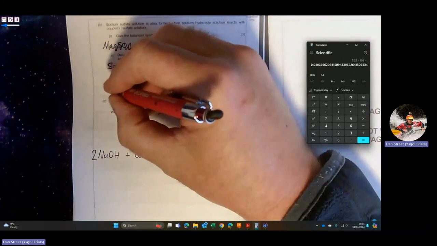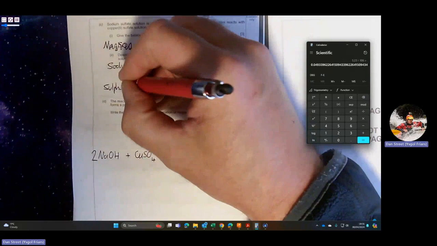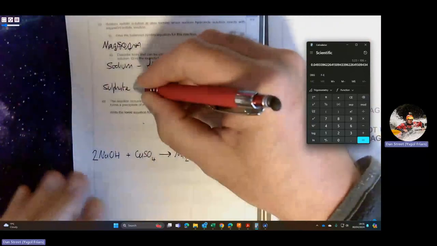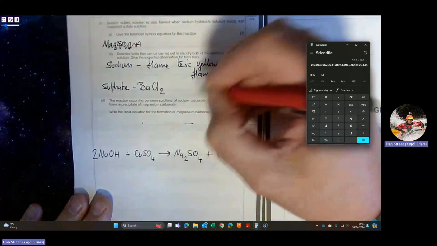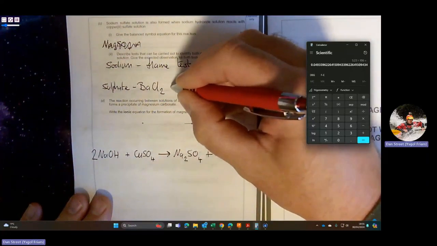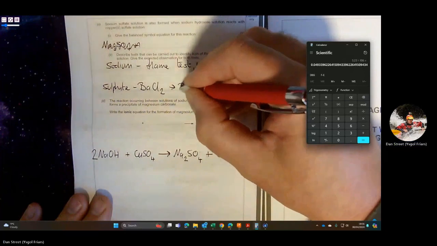And then for the sulfate, it's not a flame test, it's a chemical test. We need barium chloride, and when you use barium chloride, it reacts with the sulfate ion to make barium sulfate.